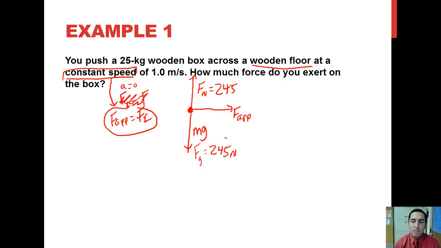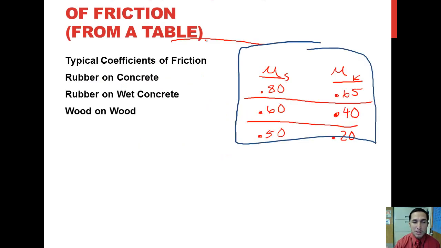Well, there's something important you need to pick up on. You see how it says a wooden box sliding across a wooden floor? Well, what kind of surface is that? That's wood on wood. Well, let's go back to the table that they gave us. They're not going to say, refer to your table of coefficients of friction. Do we need rubber on concrete? No. Rubber on wet concrete? No. Yes, here it is, wood on wood.